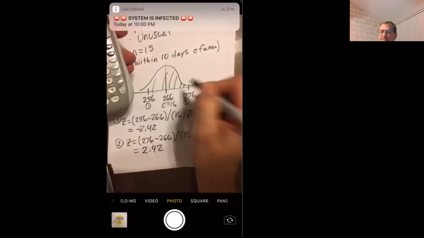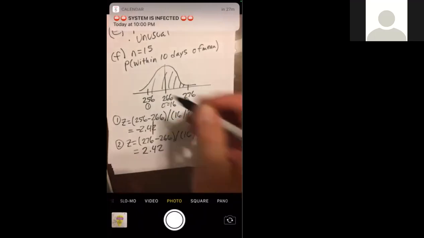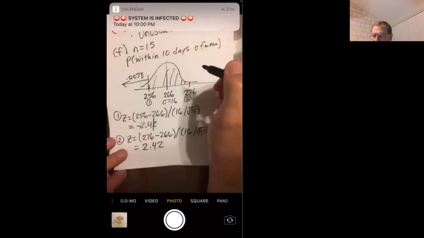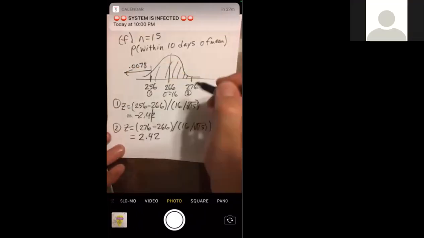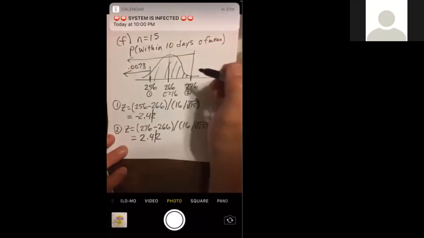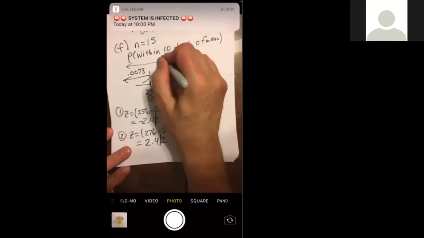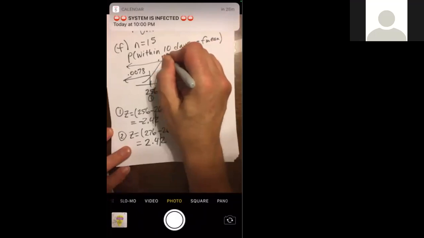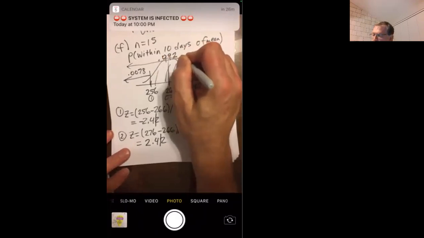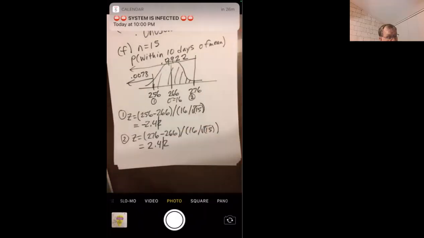Want to shade in between. So the first one will be 0.0078. Remember, that's the area to the left. The second one will be 0.9922. 0.9922.